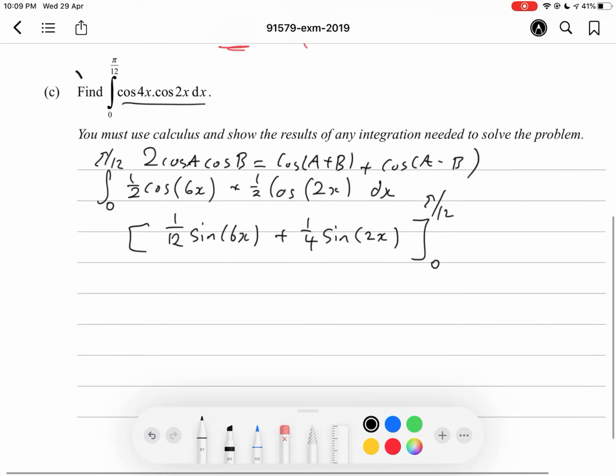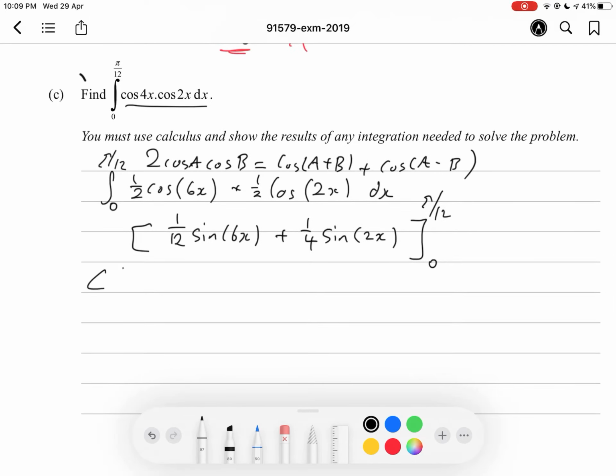So between pi over 2 and 0, it becomes 1 over 12 sine of 6x. 6 times pi over 2, that's 3 pi. Plus 1 over 4 sine 2x, which is pi.